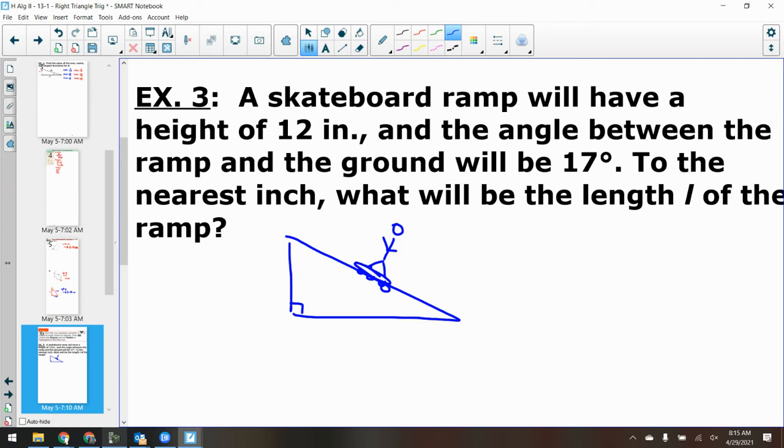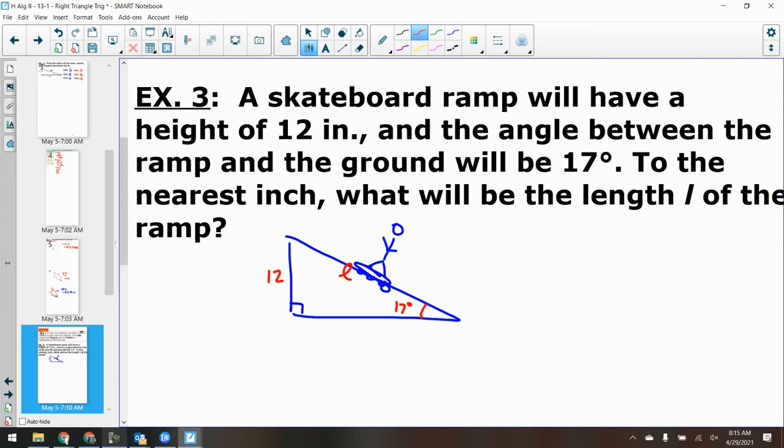A skateboard ramp will have a height of 12 inches. That means that this is 12. And the angle between the ramp and the ground will be 17 degrees. That's my theta. To the nearest inch, what will the length L of the ramp be? There's L. What trigonometry ratio am I going to use?